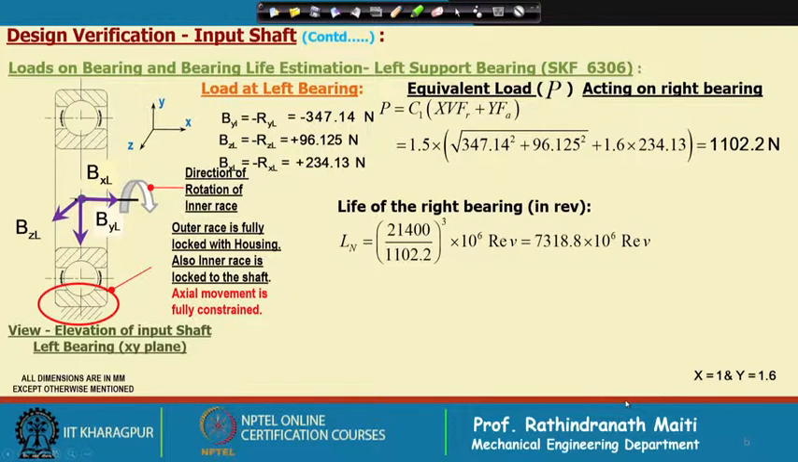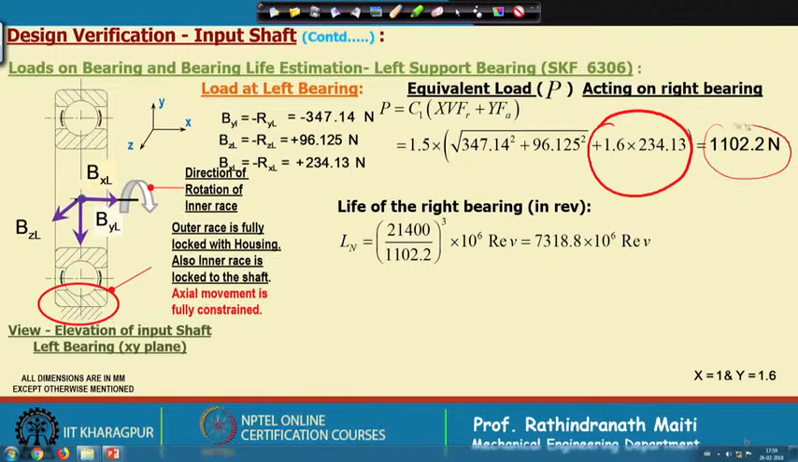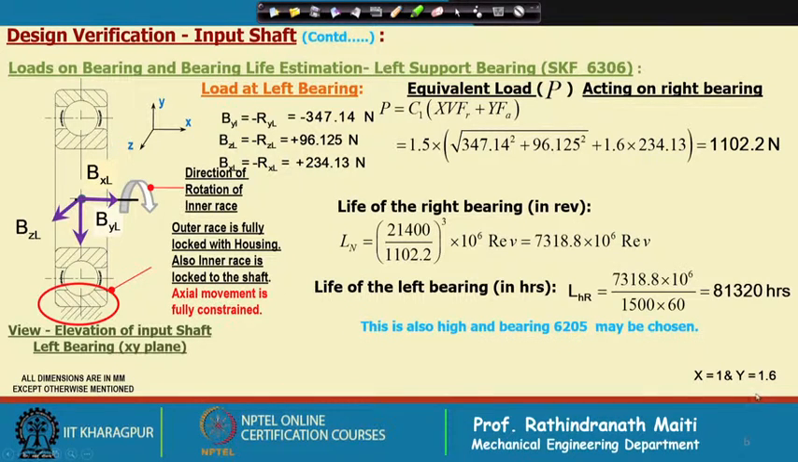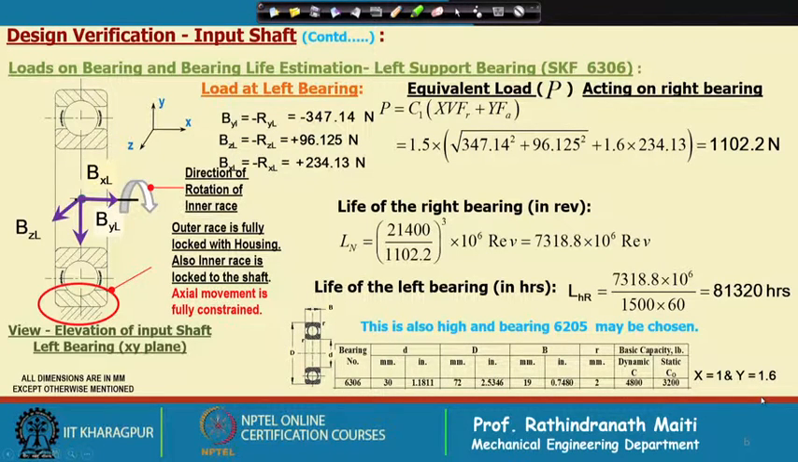So, in that case again what we find, the load still including the effect of the axial load, if you look into this factor 1.6 into this axial load, that we have considered because y is 1.6, but still including that it is less than the other bearing. However, the life becomes 81,320 hours. So, it is 8 times what we are expecting, and the comment is same, probably we can compromise with 6005. Okay. We will look into this matter after this.